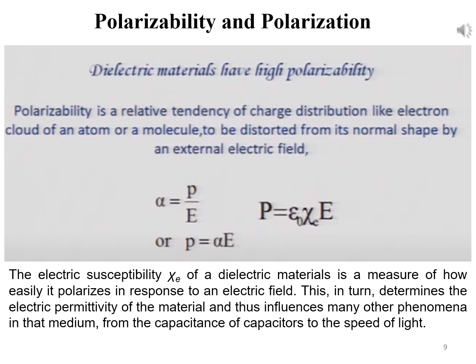And here we are using two constants: one is chi E, the electric susceptibility, and the other is epsilon naught, the permittivity of free space. So the electric susceptibility chi E of a dielectric material is a measure of how easily it polarizes in response to an electric field. As a result, it determines the electric permittivity of the material and thus influences many other phenomena in that medium, from the capacitance of capacitors to the speed of light.